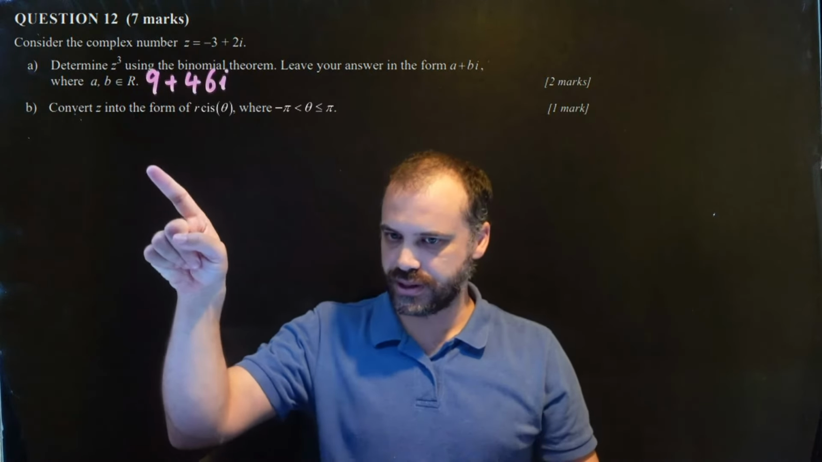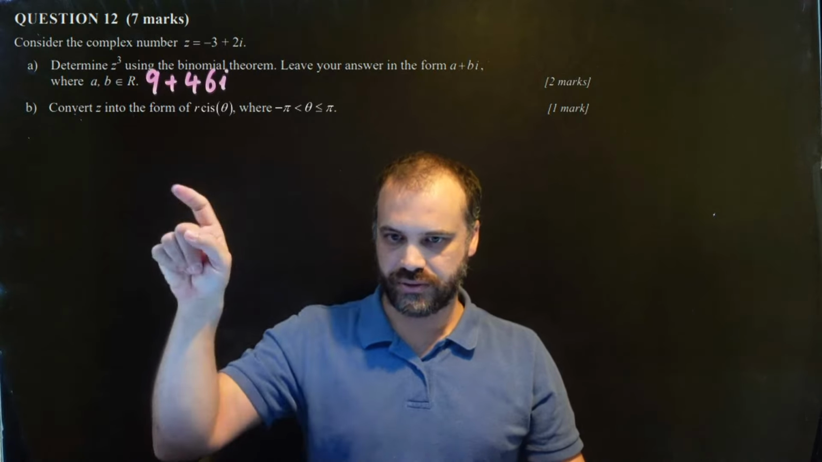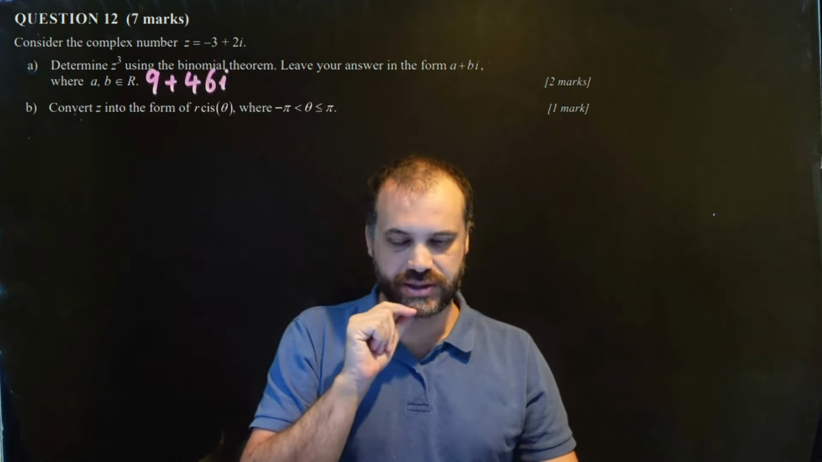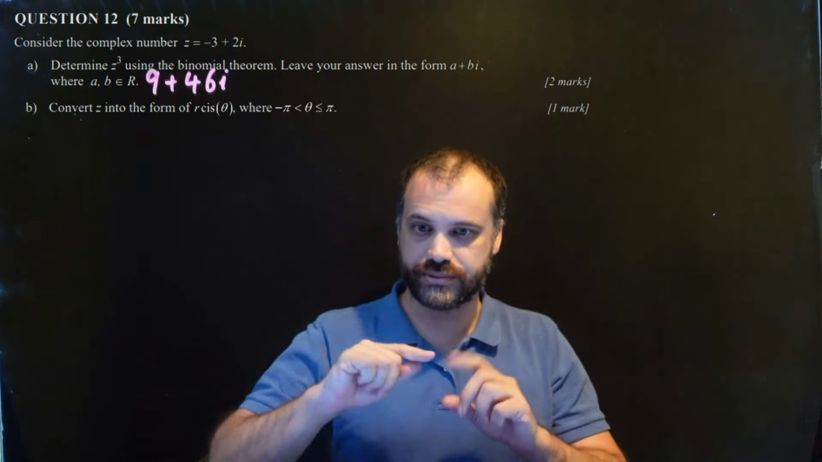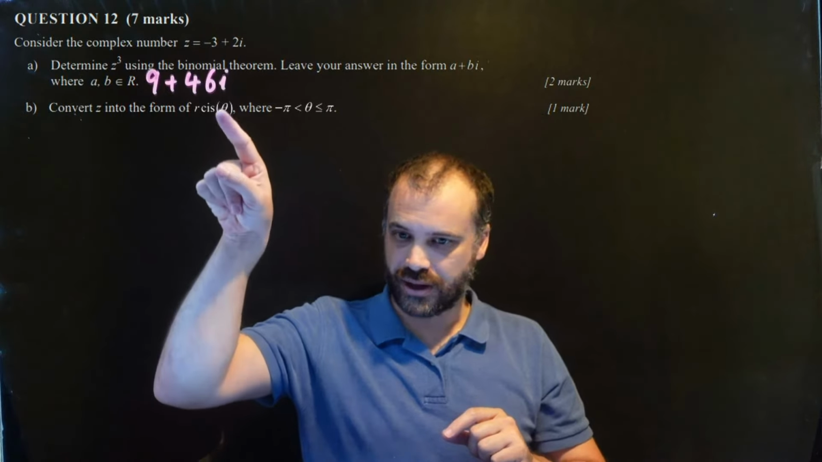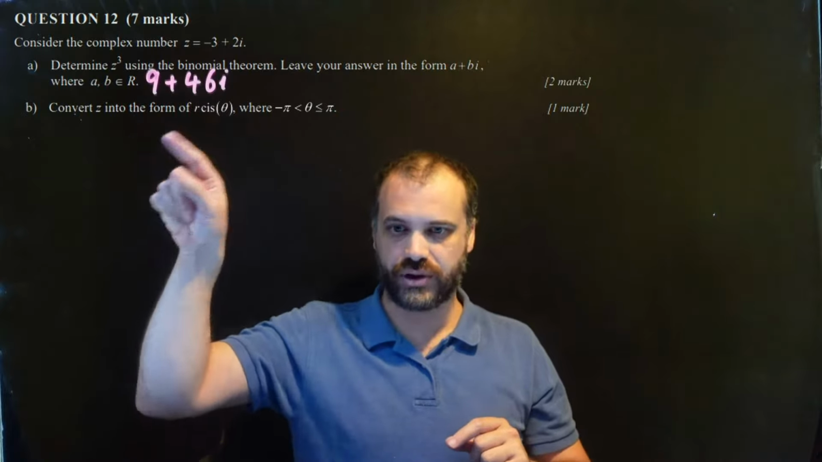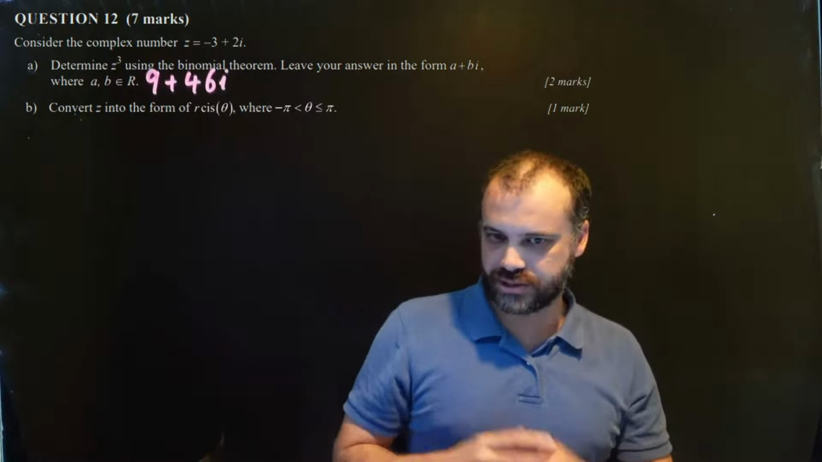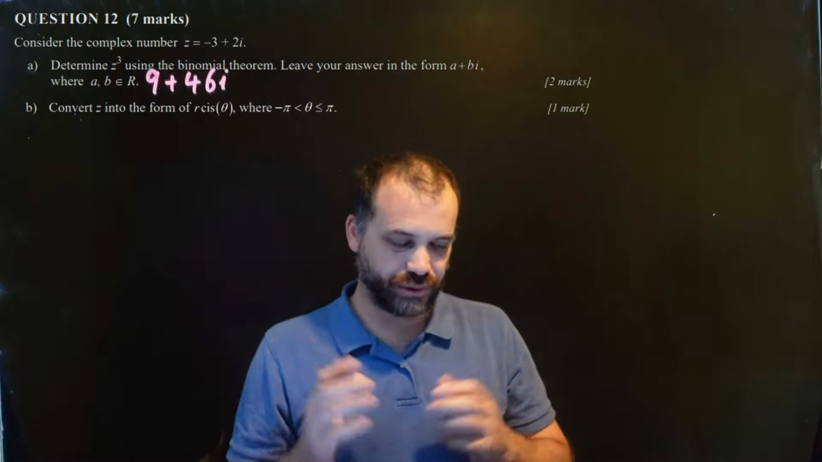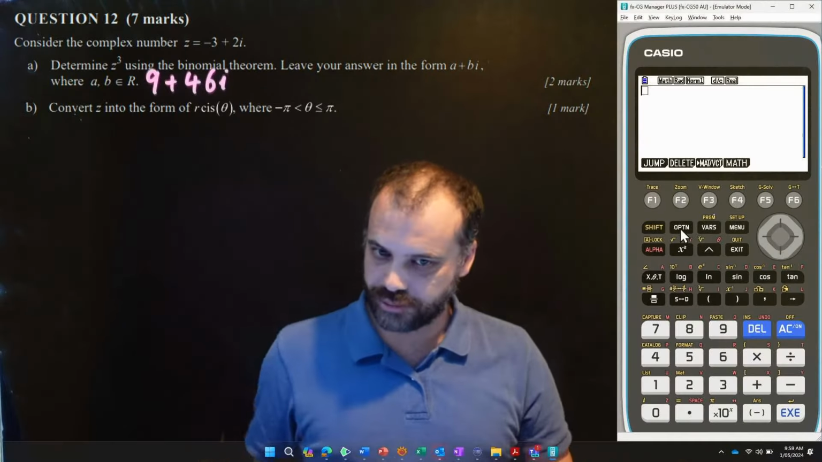All right, so the next bit is convert Z, and this is Z. Convert Z into the form r cis theta, and theta is between -pi and pi. Okay, so Z is this thing here. I almost was going to use this, but no, it's not Z cubed we're converting, it's Z. All right, you can see it's worth 1 mark. So if it's worth 1 mark, I don't really have to show a lot of working. I've got a calculator. I wonder if it can help me. I feel like it probably can.